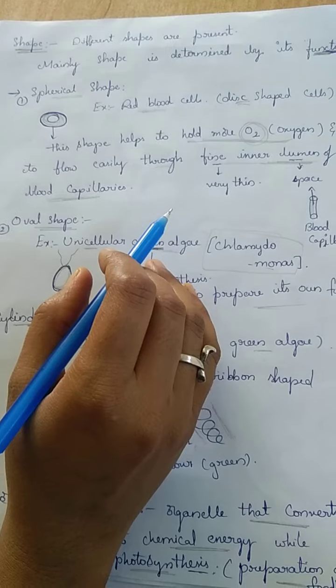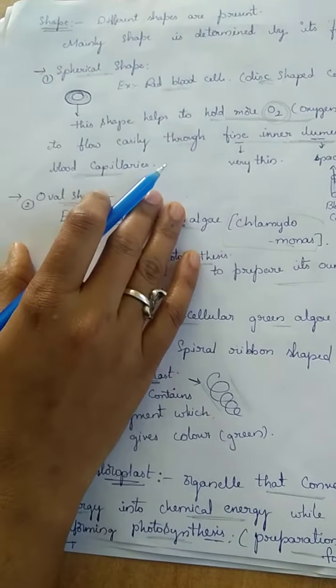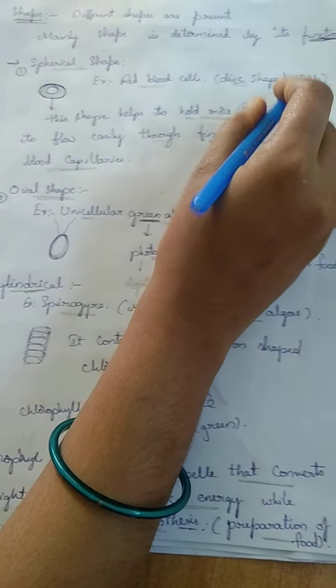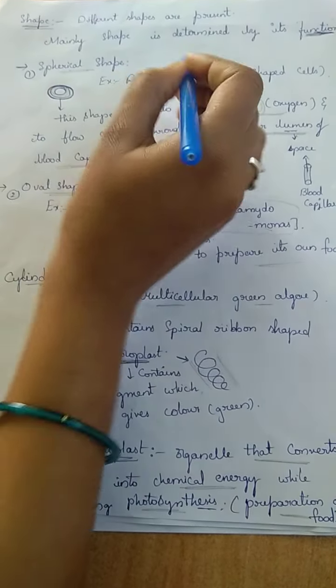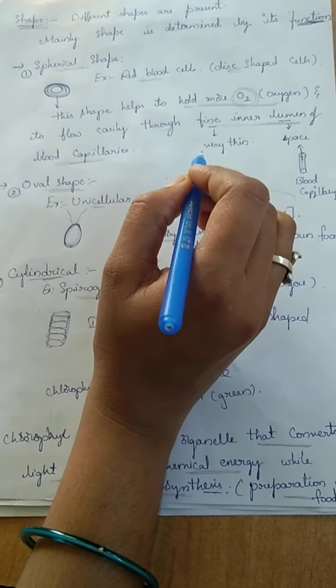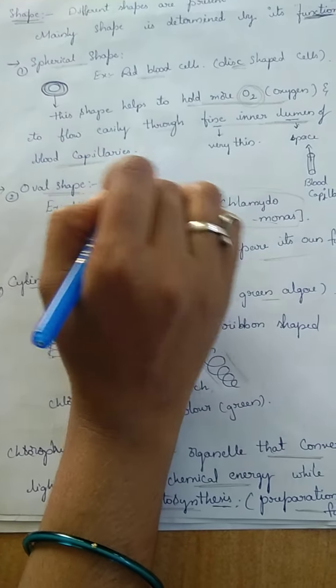There are different types of shapes present, and mainly the shape is determined by its function. That is very important. Based on function, the cells themselves get modified. At first, spherical shape. An example is red blood cells. Those are also known as disc shaped cells, and this shape helps the RBC to hold more oxygen, and it also helps for easy flow through the fine inner lumen of blood capillaries.